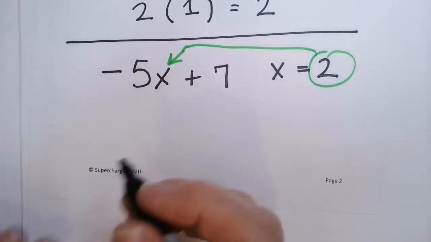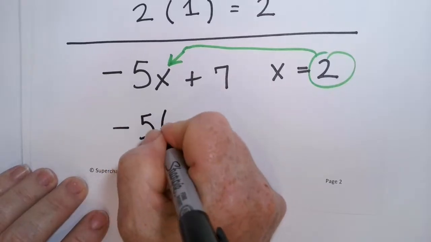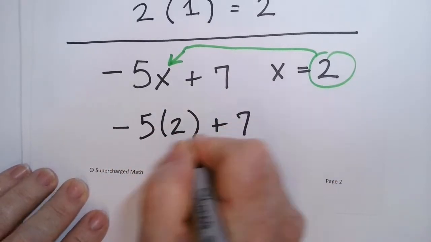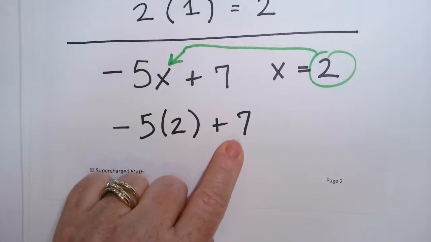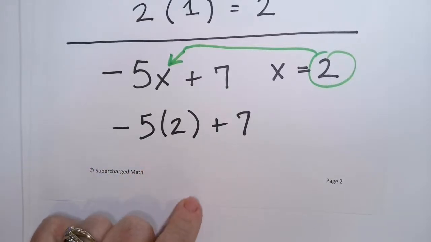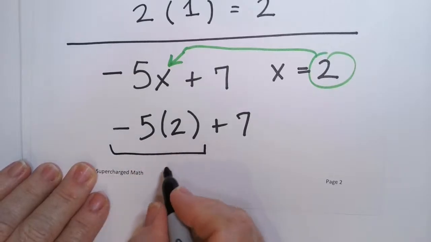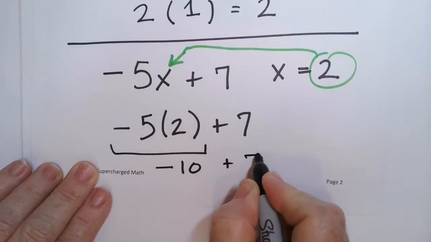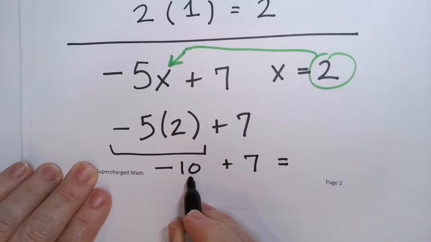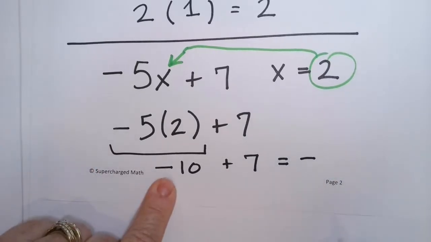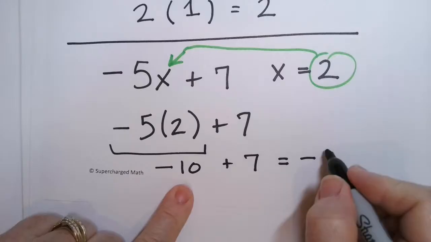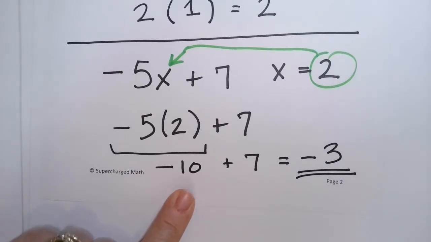So you do this part slow. Minus 5 times 2 plus 7. So you rewrite the whole thing again. Don't try to do it in your head. Chances are really high you're going to make a mistake, and I'll show you why in a second. So this goes first because it's multiply. Minus 10 plus 7. The 10 is bigger, so we know the negative sign starts. And then the difference between 10 and 7 is 3. The answer is negative 3.